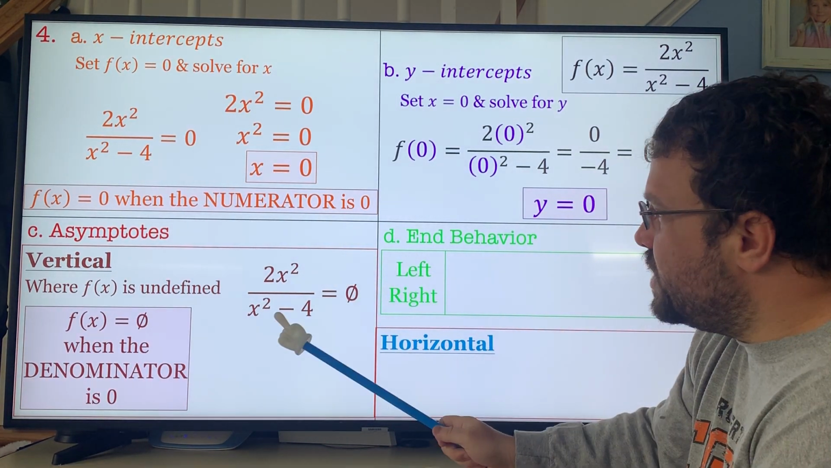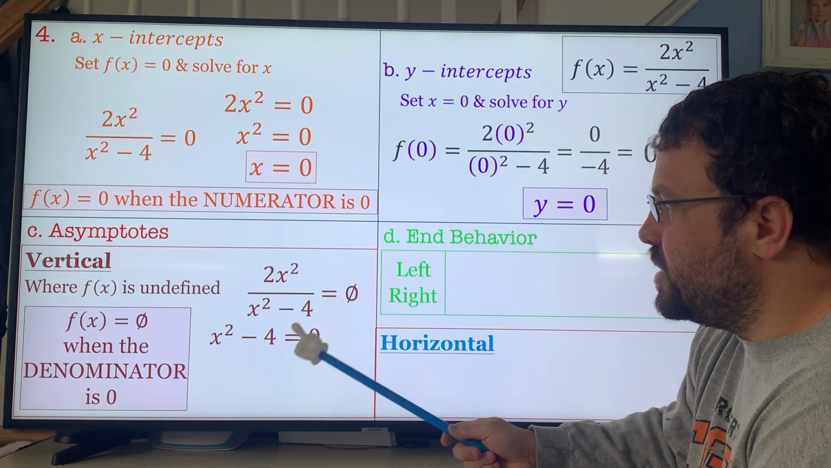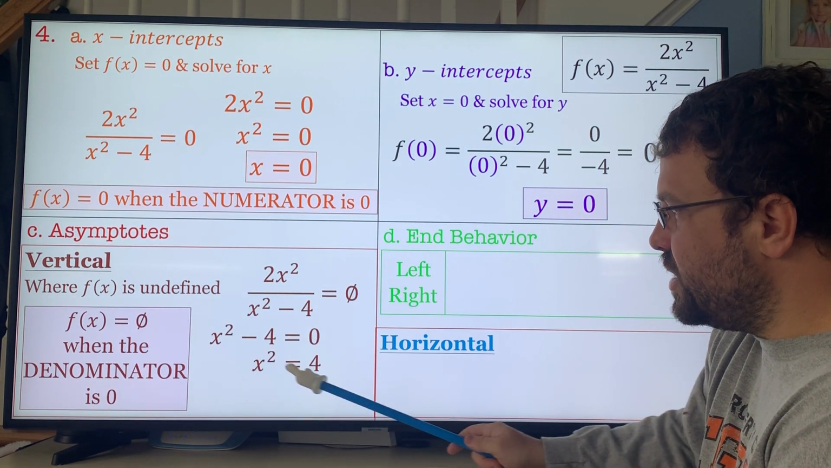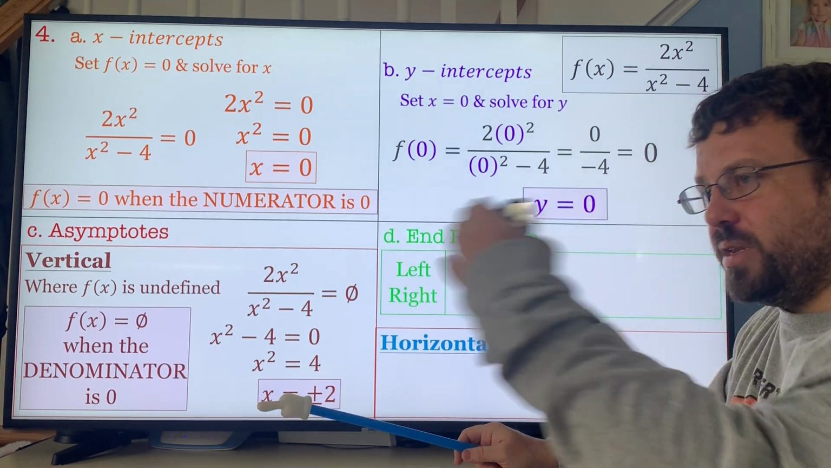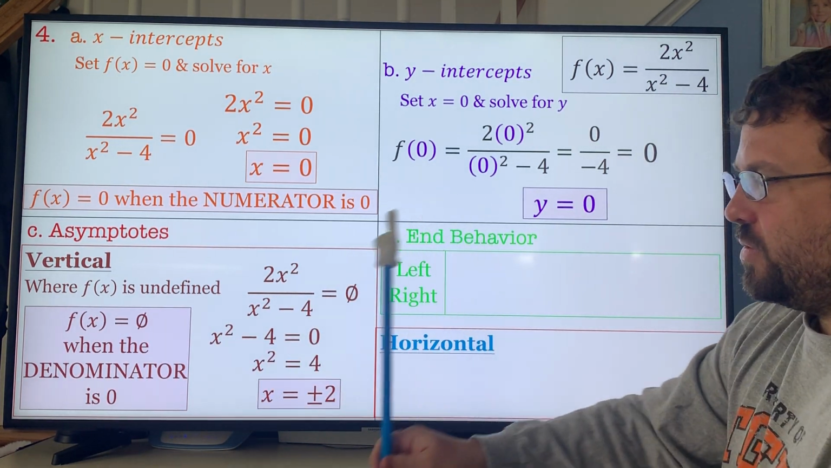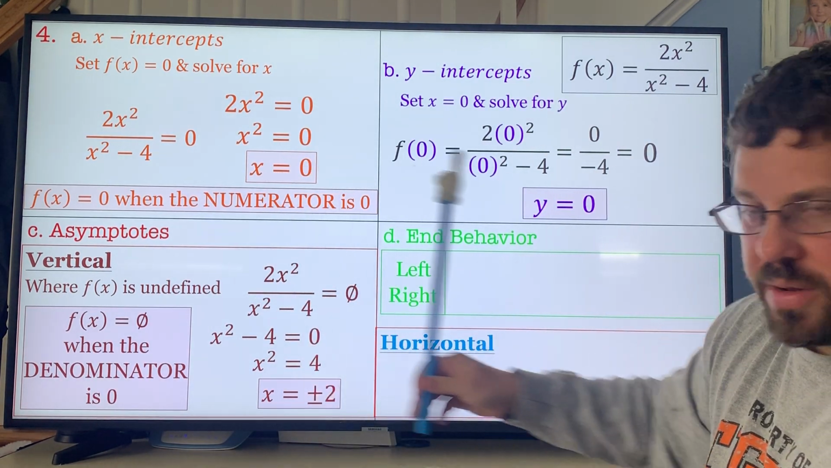So we set the denominator, x squared minus 4, equal to 0. Add 4 to both sides. The square root of 4 is positive or negative 2. So you have 2 vertical asymptotes, one at negative 2 and one at positive 2. Remember, vertical asymptotes are the ones that go up and down.